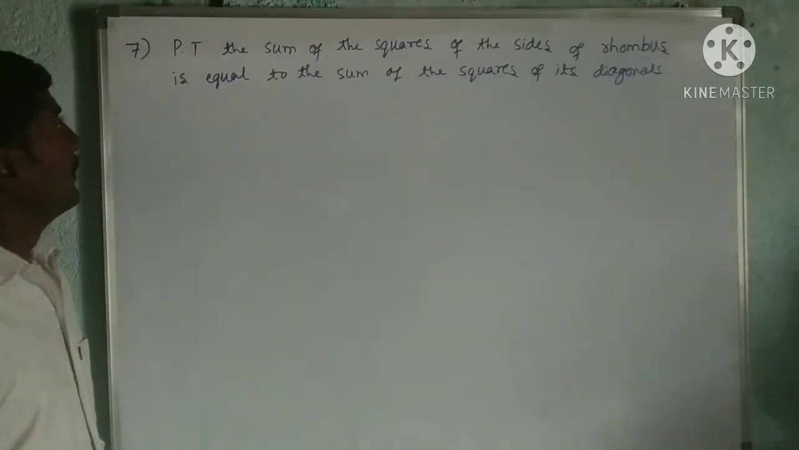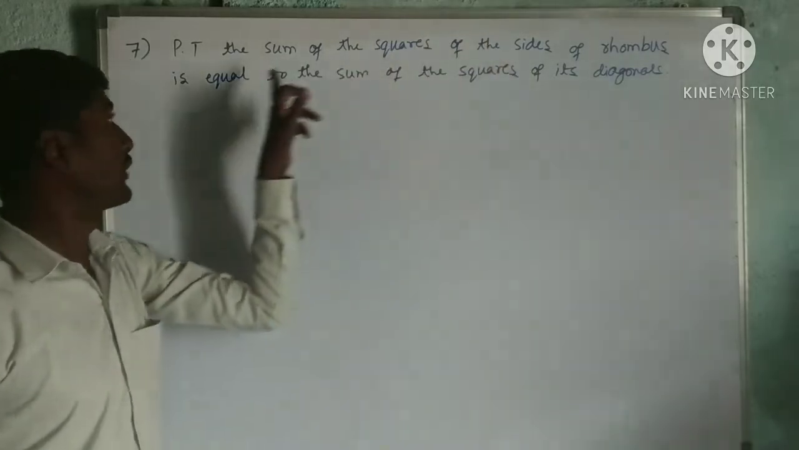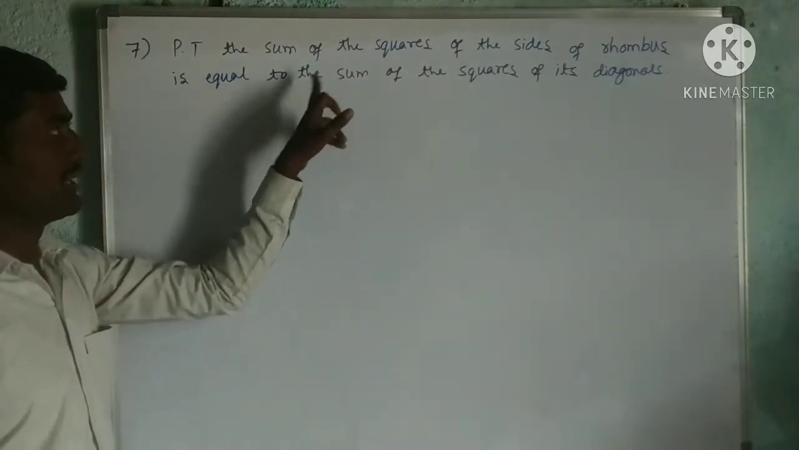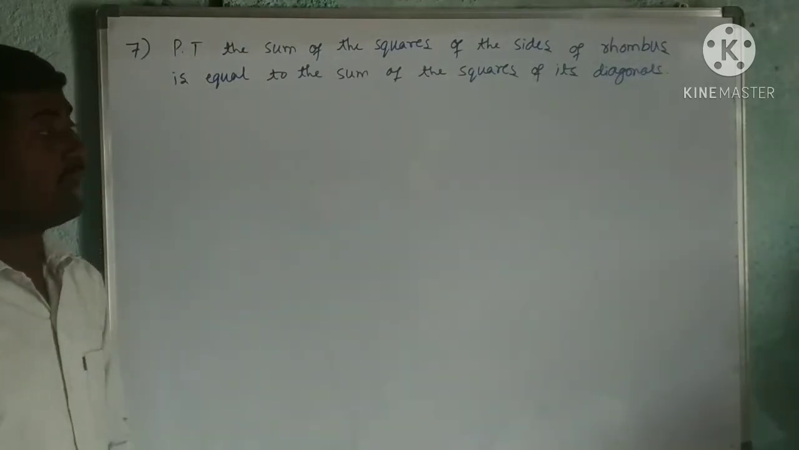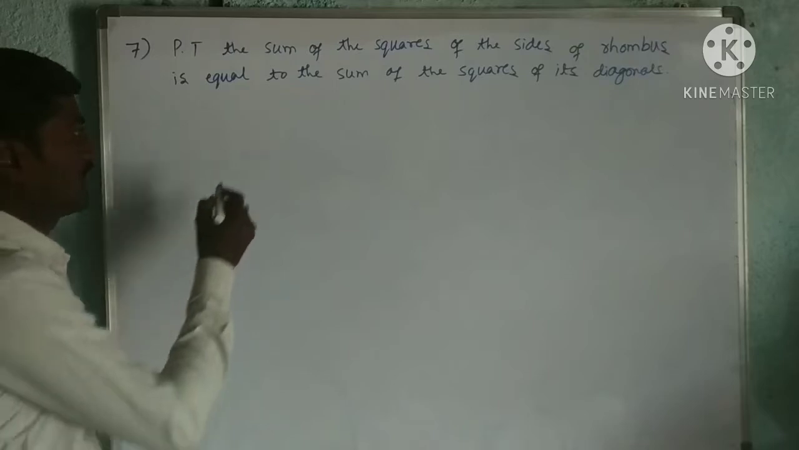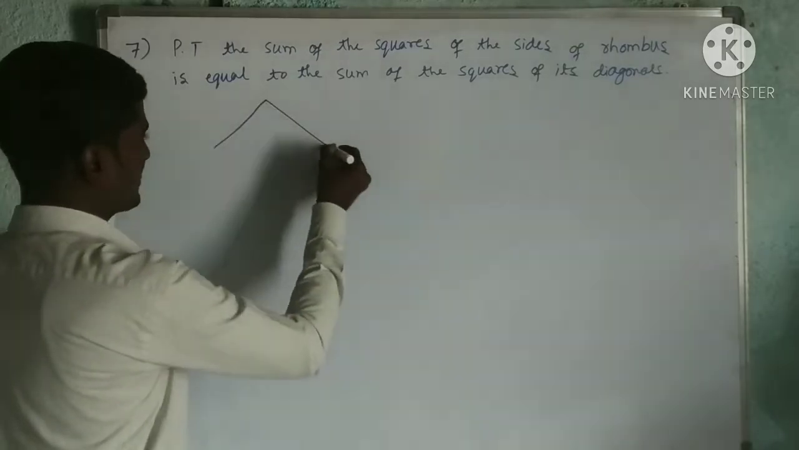Seventh one. Prove that the sum of the squares of the sides of a rhombus is equal to the sum of the squares of its diagonals. What does it mean? First we shall draw a rhombus. So let us take this as a rhombus.